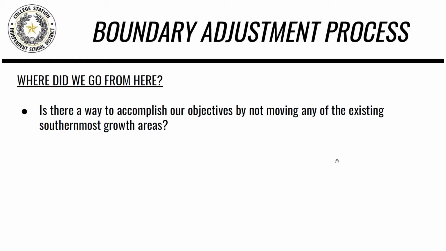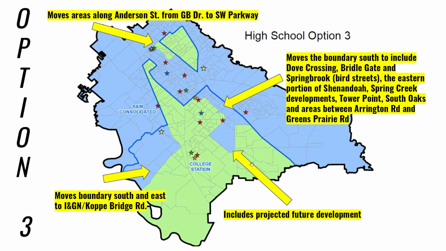So where do we go from here? Is there a way, Cabinet asked itself, to accomplish our objectives by not moving any of the existing southernmost growth areas? We accomplish our numbers with that in mind, which generated option 3. A whole lot of yellow. Hold on to that.